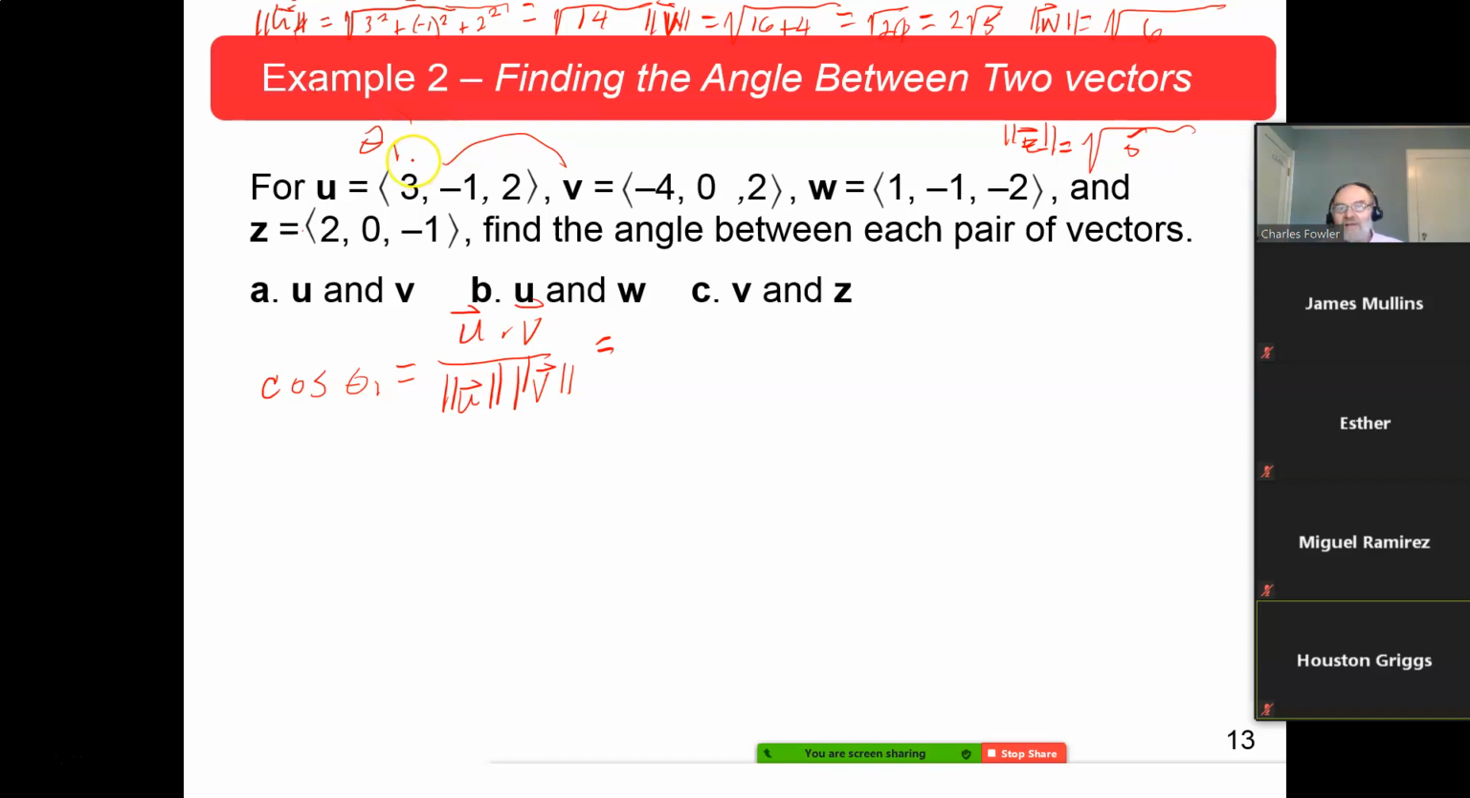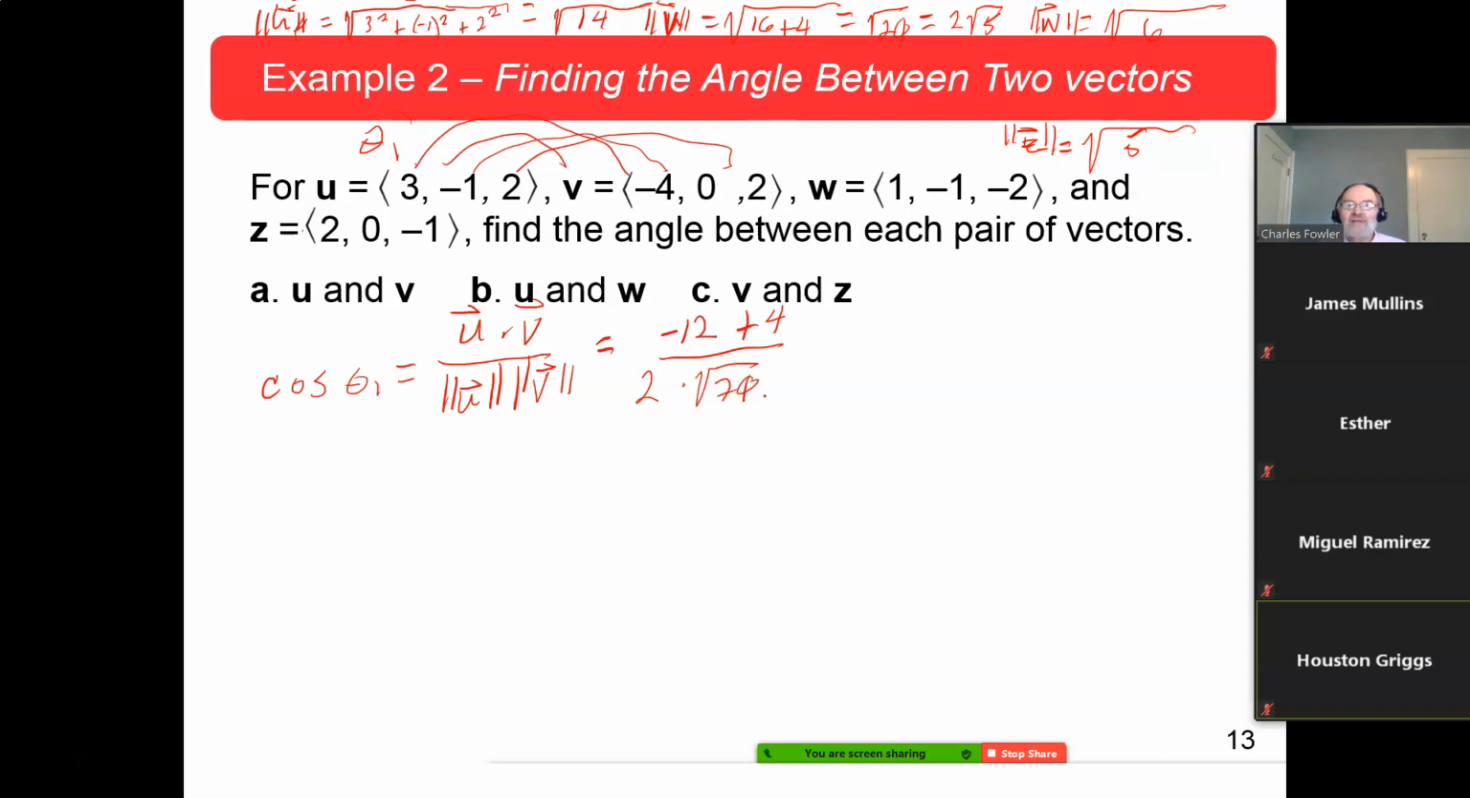There you are. Okay. The dot product is the product of the corresponding terms. 3 times -4 would be -12, plus -1 times 0 is 0, plus 2 times 2, which is 4. So that's -8 over the product of the magnitudes of U and V. V was 2 root 5 times root 14, and 5 times 14 would be 70, so 2 times the square root of 70.